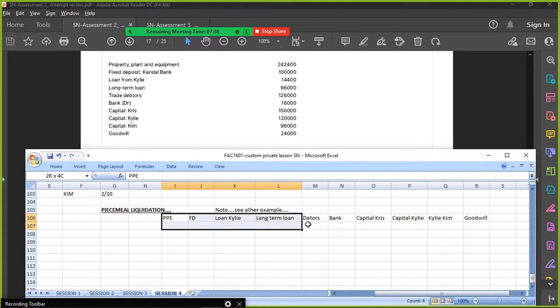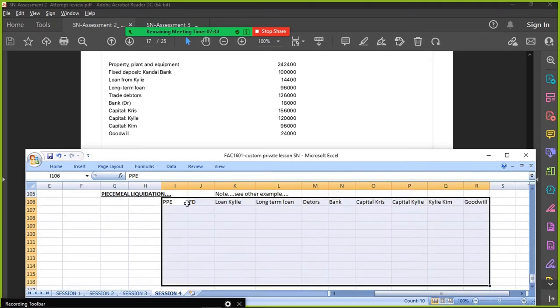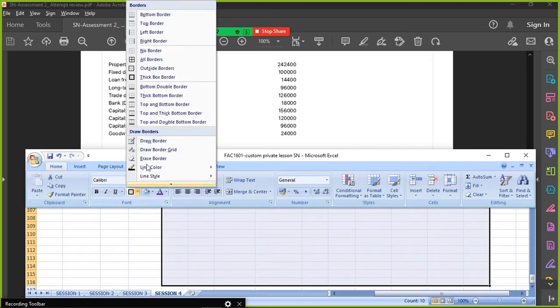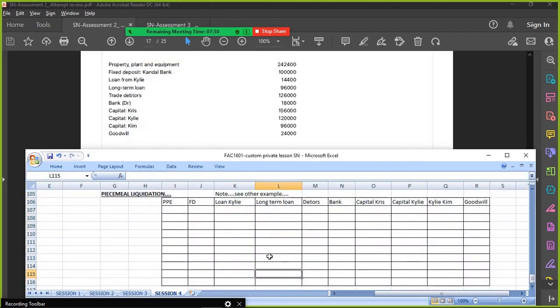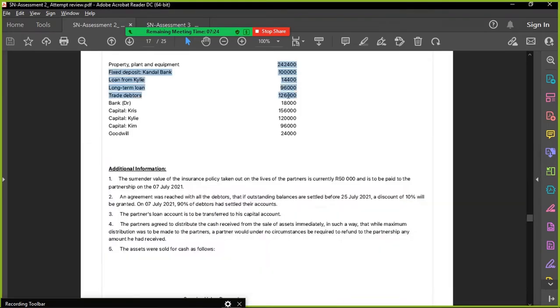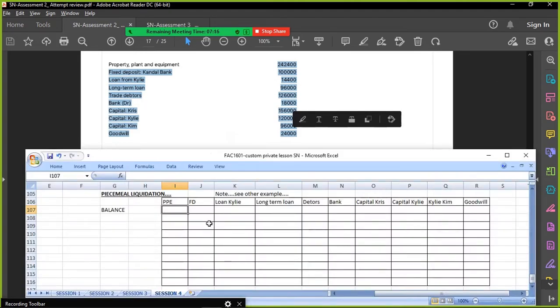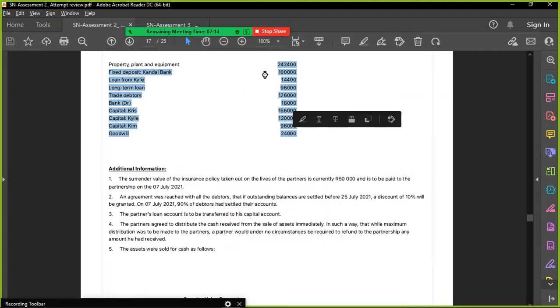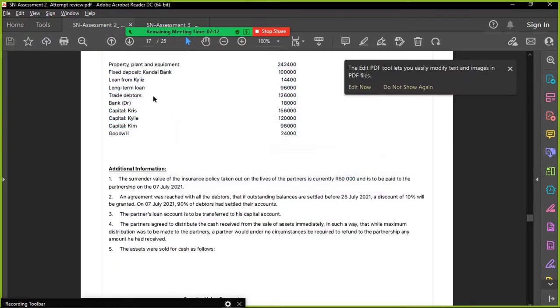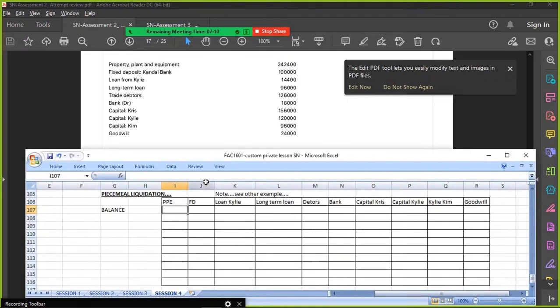Okay, so this is what you have to do when you do a piecemeal liquidation and you're applying the loss absorption capacity method. Basically you're going to have balances. Let's try what you said. I'm going to copy paste all over, but let's see what happens. Remember, you've done the columns differently, so you'd have to paste the transposed, but maybe we try it a different time. I'd have to show you how that works.